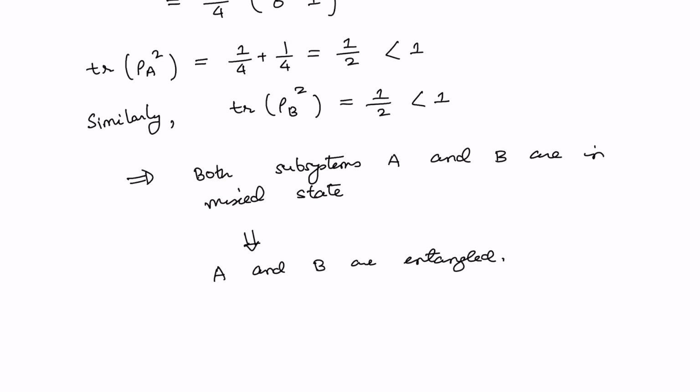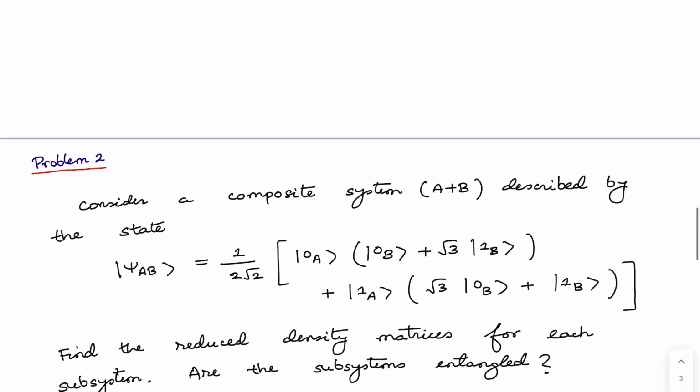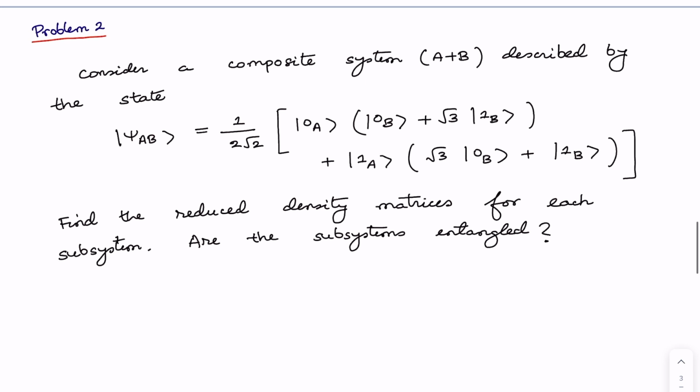Okay. Now this was an easy problem. So now let us do another problem involving reduced density matrices, and this time let us consider a composite system A plus B described by the state as it is given here. You are asked to find the reduced density matrices for each subsystem. Are the subsystems entangled? So let us work it out.